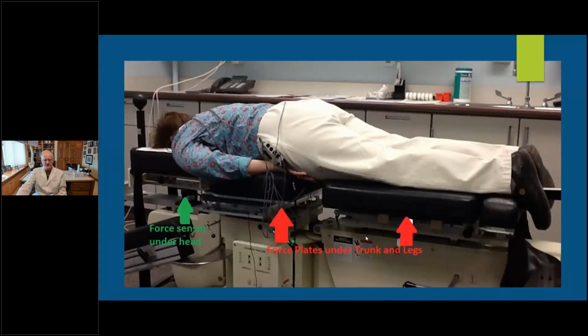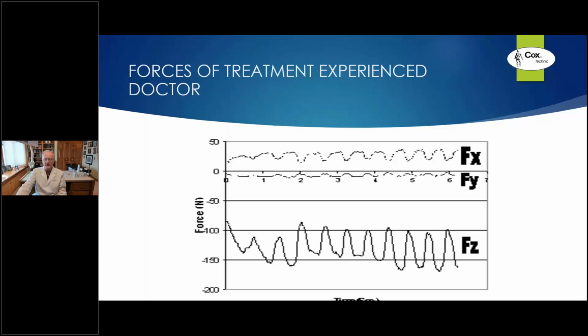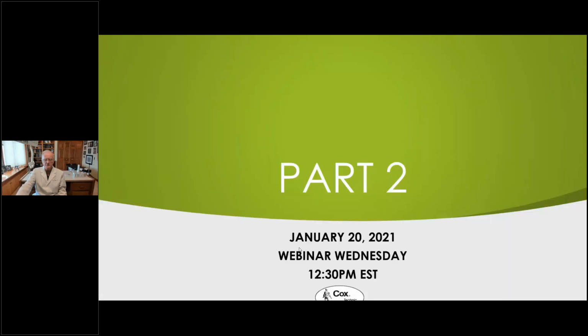Here you see the patient on the instrument, the force sensor in the headpiece, force plates under the trunk and legs in order to measure the forces that are going into that spine when you and I apply long Y-axis distraction, manually or automated. You can see the forces of treatments by an experienced doctor here. And if they're inexperienced, they're not that good. It takes training, that's why we have the certification course.